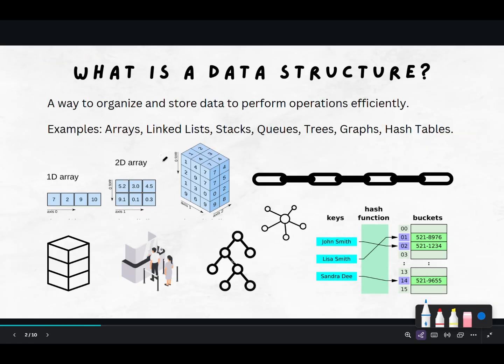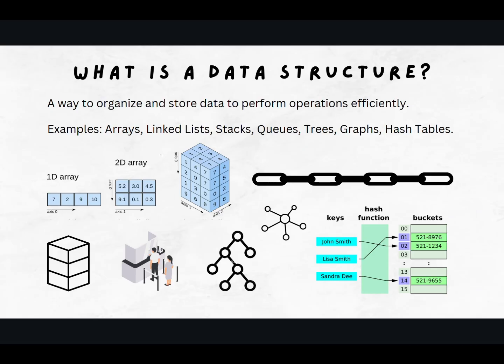So what is a data structure? It is a way to organize and store data to perform operations efficiently. And what are some examples of data structures? Arrays, linked lists, stacks, queues, trees, graphs, hash tables, etc. Now, what does it mean to store and organize data to perform operations efficiently? Now, how exactly do we do that? That is done by using algorithms.